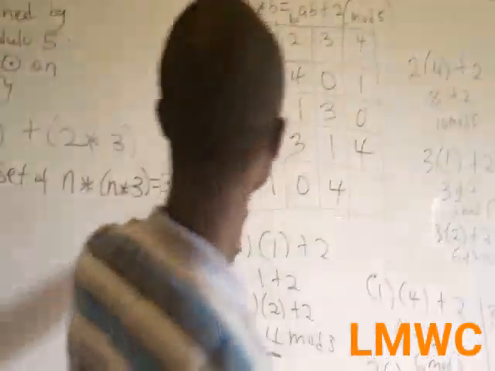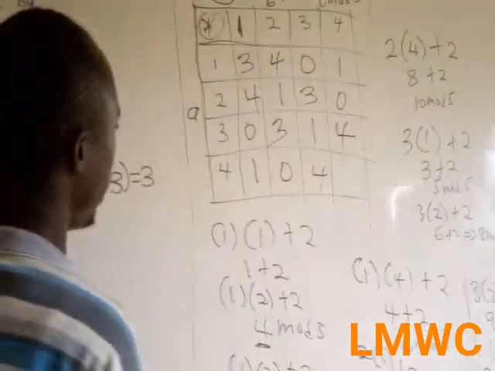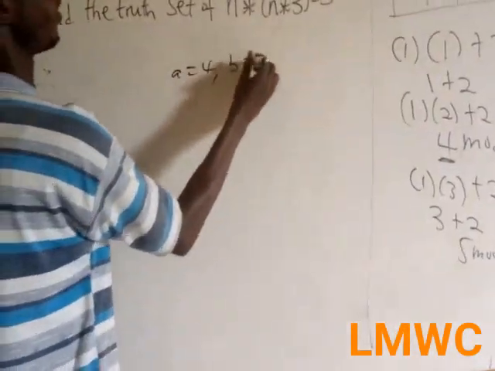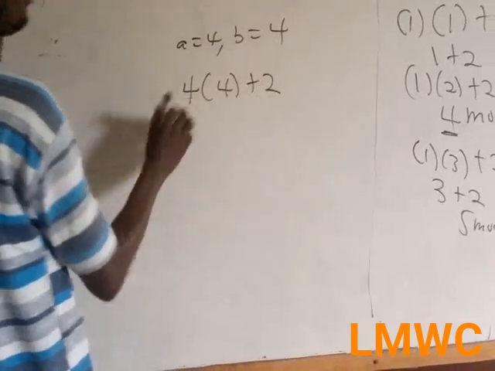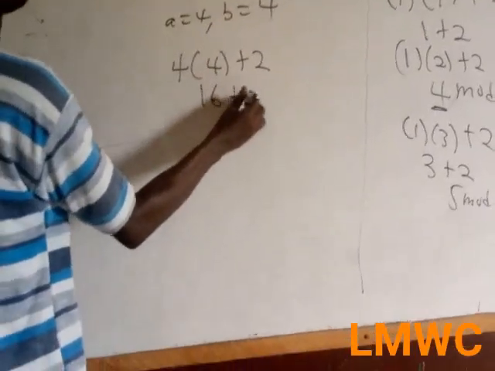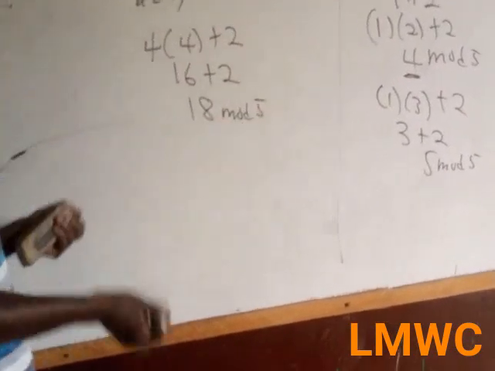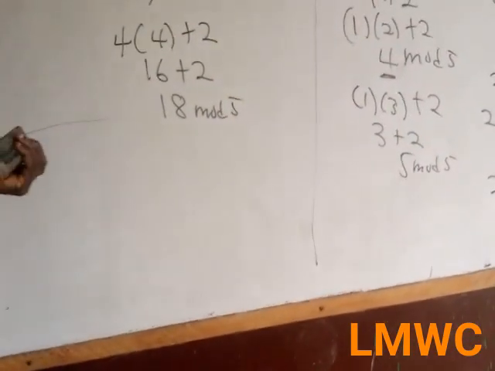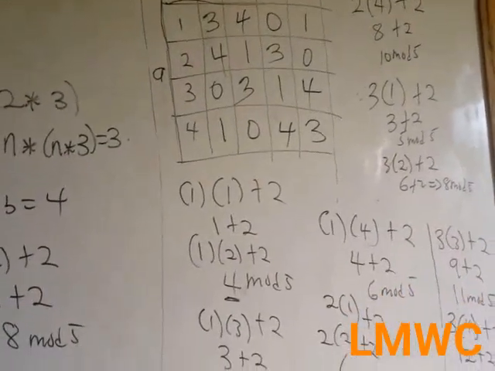So A is 4 and B is 4. It becomes 4, 4 plus 2. 4 times 4 is 16 plus 2 is 18. So 18 mod 5. 5 goes into 18 three times, remainder 3. You write your 3 here. Now I have constructed my binary table.